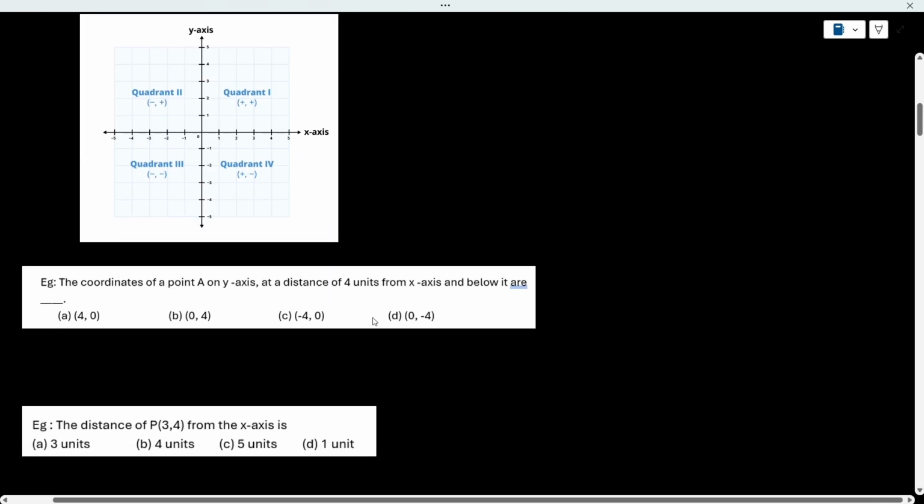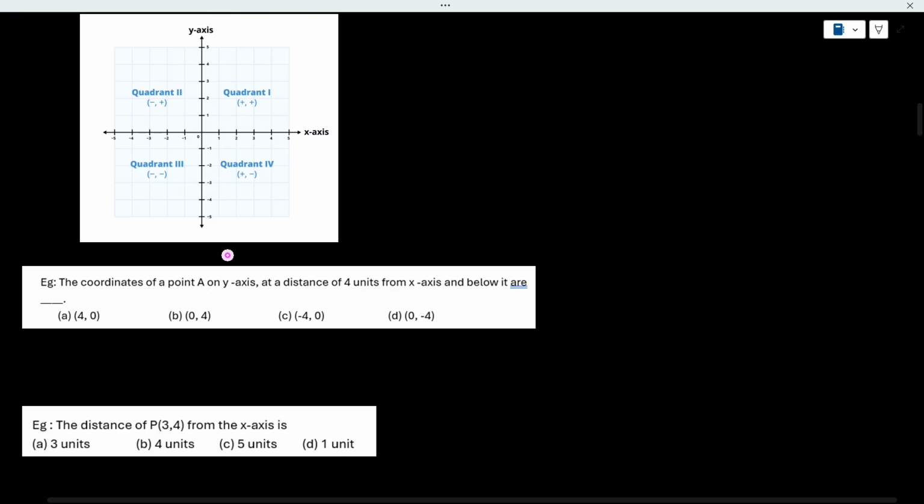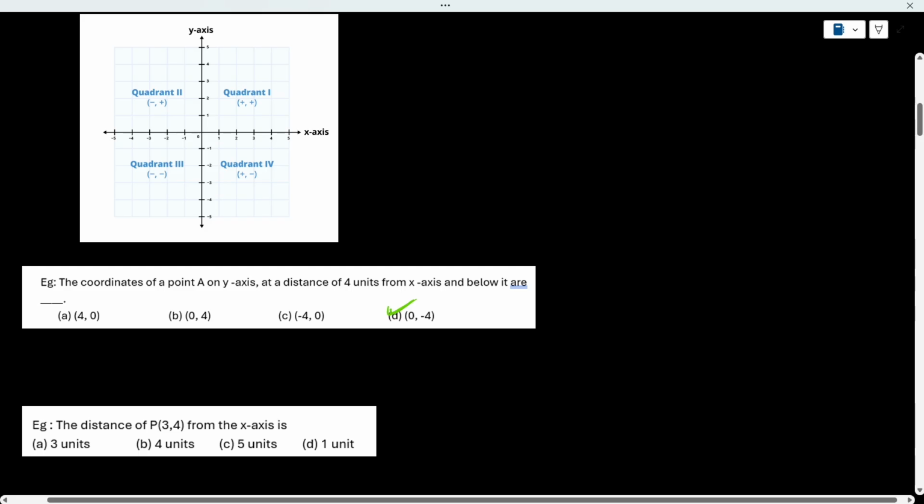Now which kind of question you will see based on this basic here? Now look at your first MCQ question. The coordinates of a point A on y-axis at a distance of 4 units from x-axis below it are. So if they are saying it is on y-axis, you know that every point on y-axis, x coordinate will be 0. Now from origin 4 places down, that means this is going to be the point on y-axis which will be represented by 0 comma minus 4. Option number D is the right option.